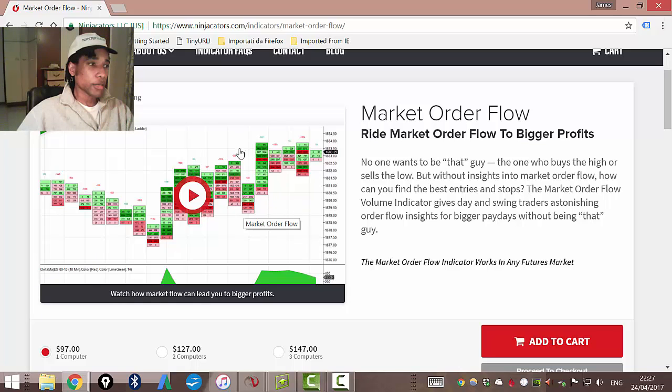So I think something, now that I'm beginning to get a grasp of the footprint and order flow, something like this might come in handy.